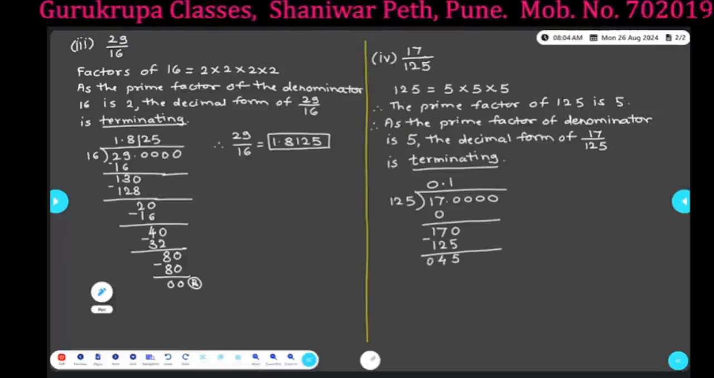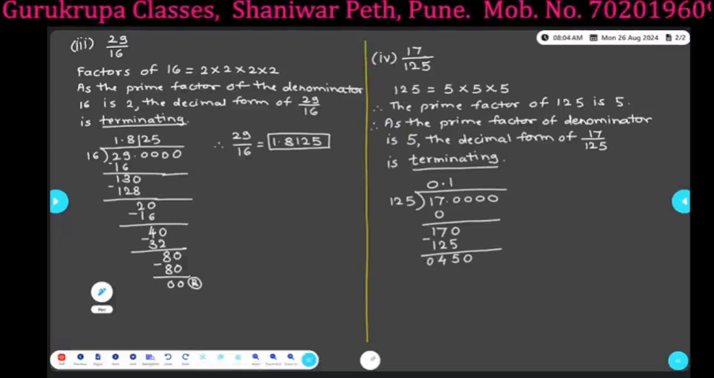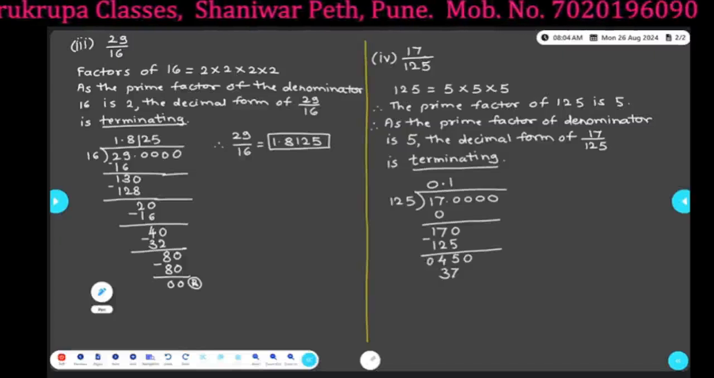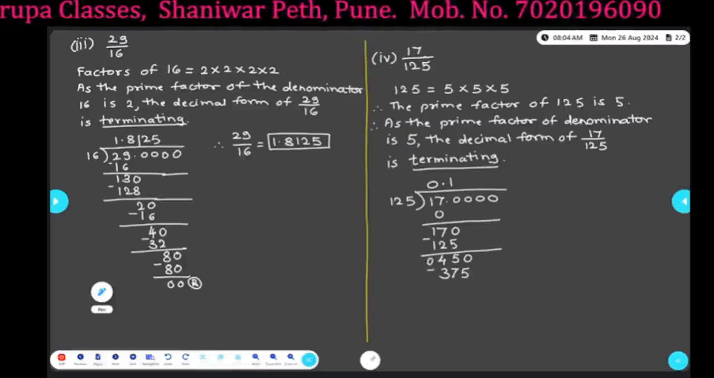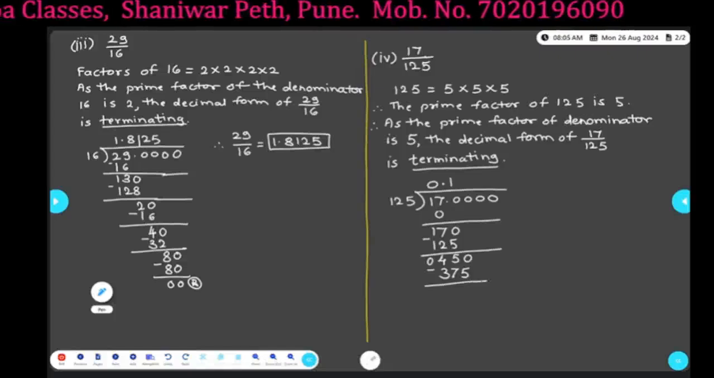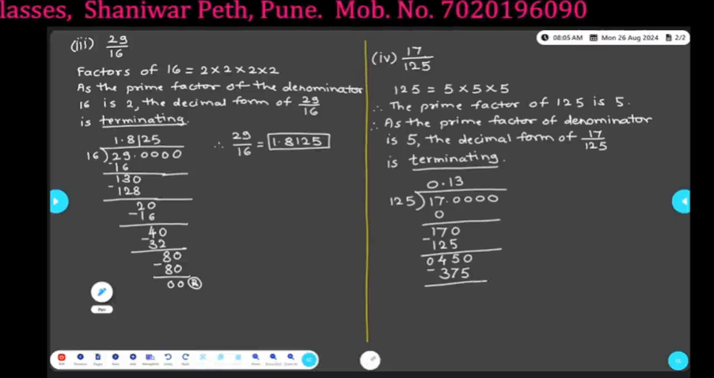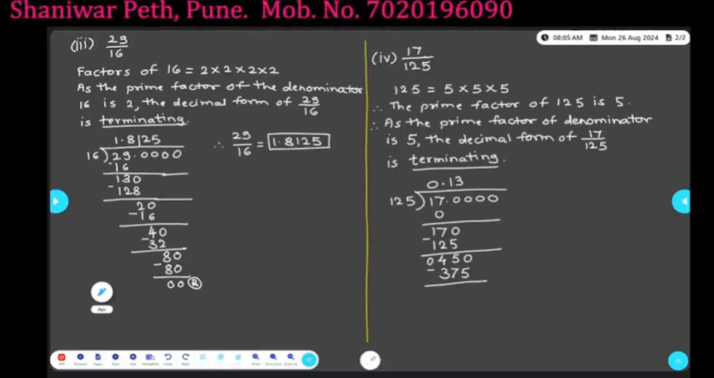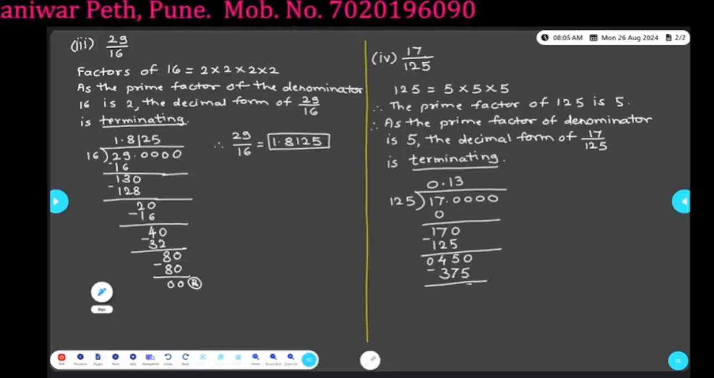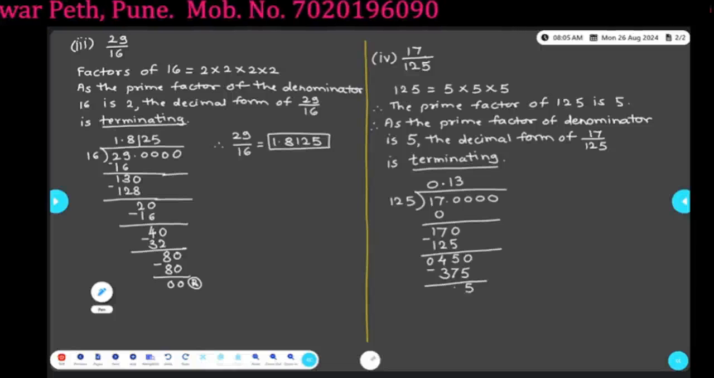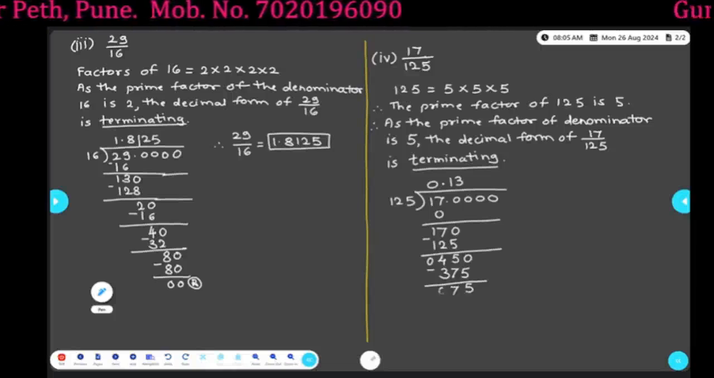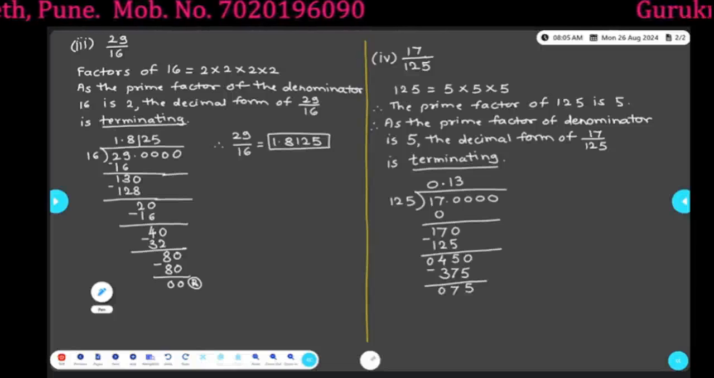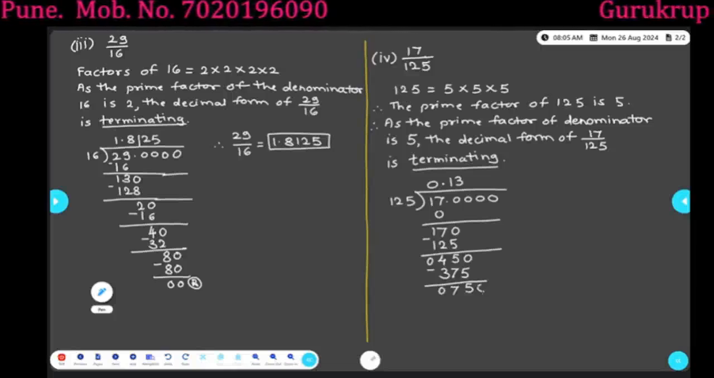So again we take the next 0, 450. So 125 3s are 375. 125 4s are 500. We don't have 500 for that. So 0 plus 5, 10 plus 5, 5. 2 plus 8, 7, then 0. We get 75. Then we take 1 0 over there.